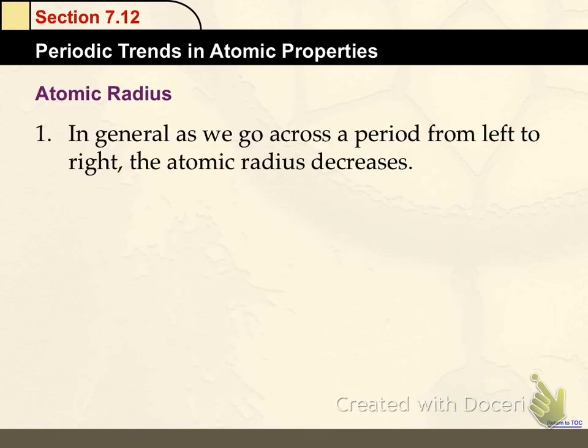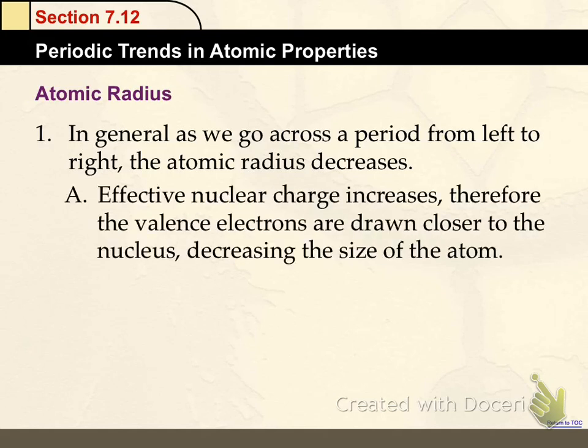Let's look at the first periodic trend that's important to us. It's called atomic radius, so the size of the atom. In general, as we go across a period from left to right, the atomic radius actually decreases. And that's kind of weird. We think of those atoms getting bigger. Well, they're getting bigger as far as mass is concerned, but their overall radius actually decreases. And here's why. The nuclear charge increases. More protons are being placed into the nucleus. Therefore, the valence electrons are drawn closer to the nucleus. Again, we're putting more magnets into the center. This then decreases the size of the atom.